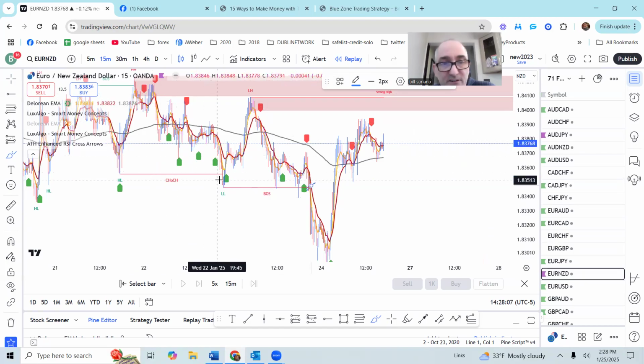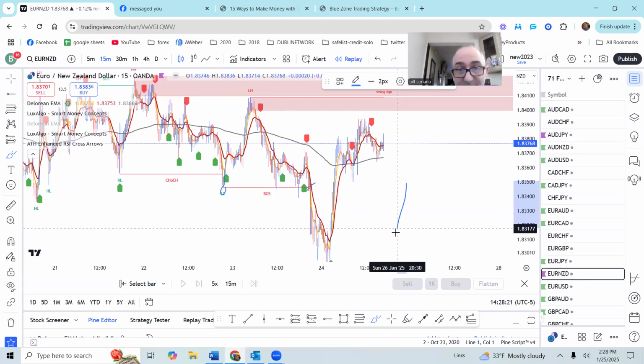Now, once this change of character occurred right here, right, this order block right here showed up. Okay, and you can see the price comes right back up. Okay, let me just show you this real fast here because there's a couple examples of trades here.